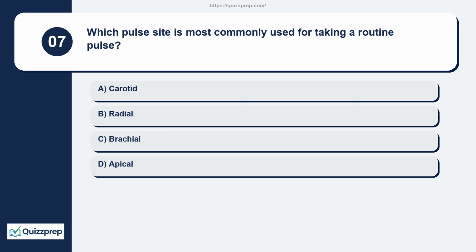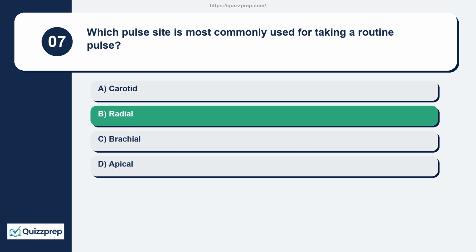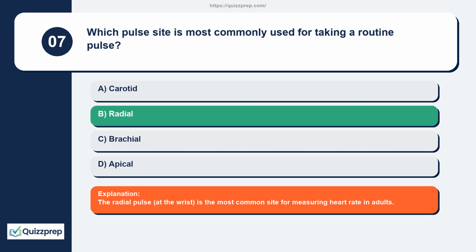Question 7. Which pulse site is most commonly used for taking a routine pulse? Carotid, radial, brachial, apical. The radial pulse, at the wrist, is the most common site for measuring heart rate in adults.